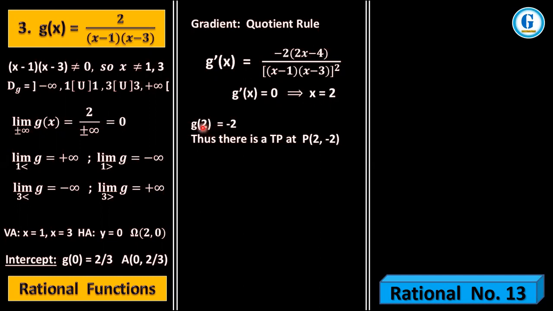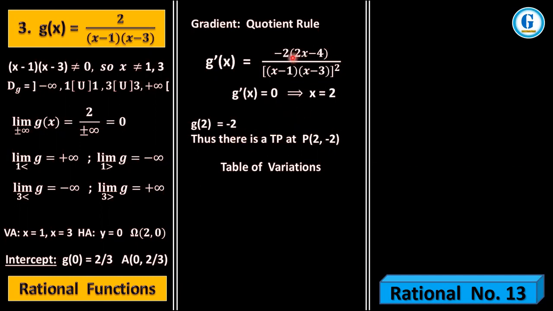So we now look for the corresponding value of y when x equals 2. So g of 2, for g of 2, we use this function. When x is equal to 2, you have 2 over 2 minus 1 times 2 minus 3. That's going to give us minus 2. So with this particular curve, there is a turning point at 2, minus 2.